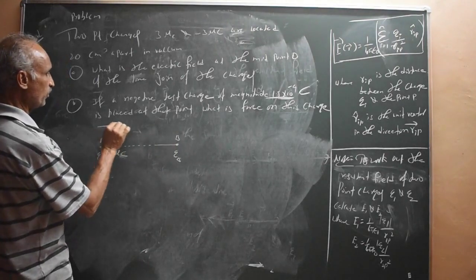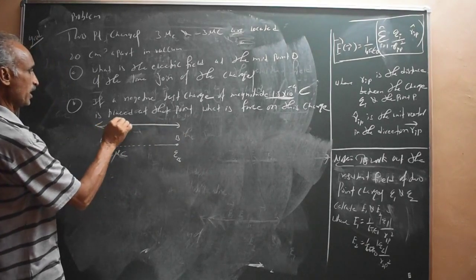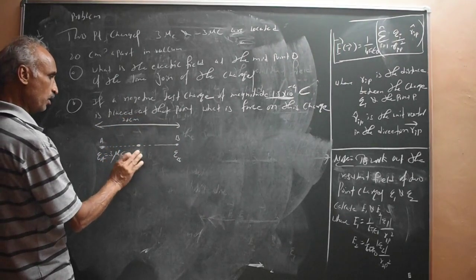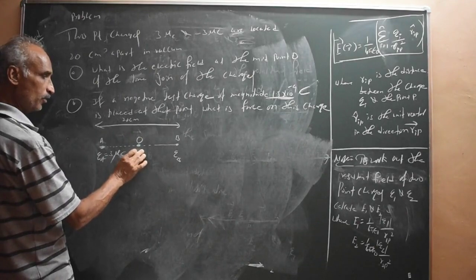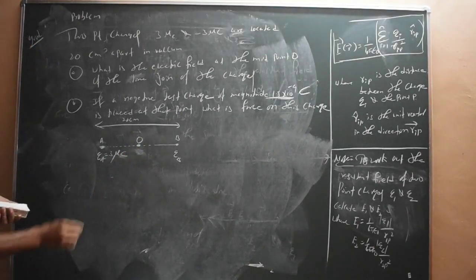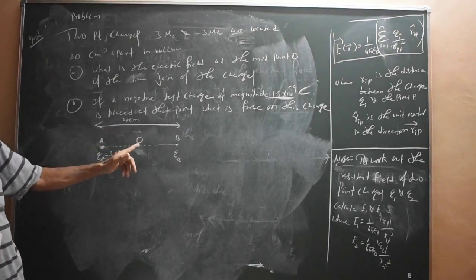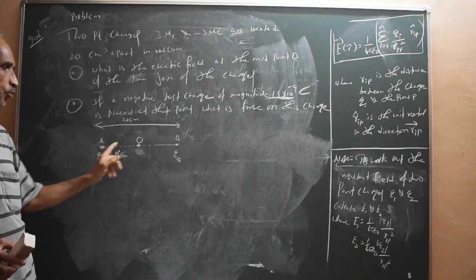And what is the separation between them? 20 centimeters. Between A and B it is 20 centimeters. And here at the point O, O is the midpoint, I would like to get the resultant field. Put the field at the point O. The field at the point O is the resultant field due to the charge QA and QB.